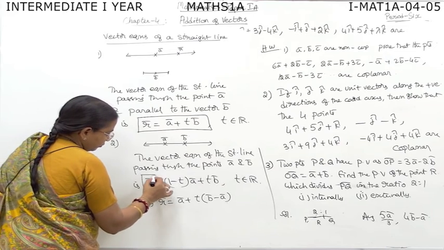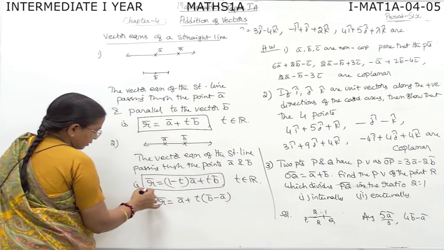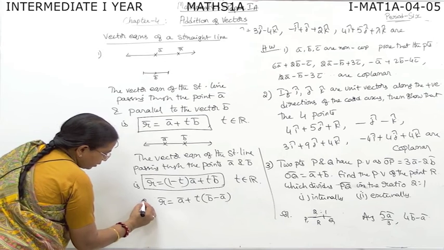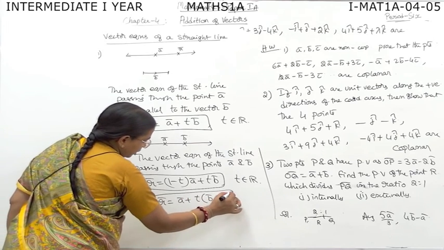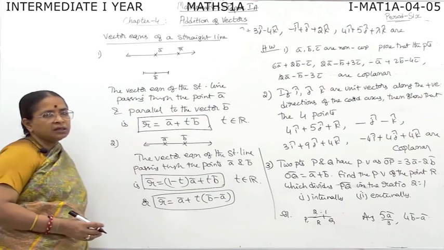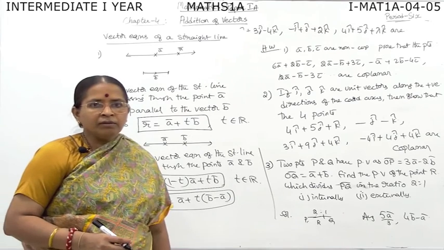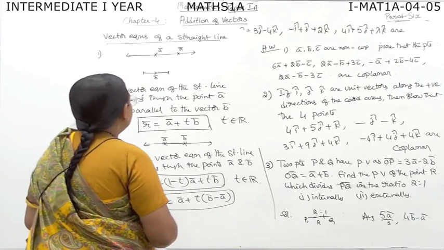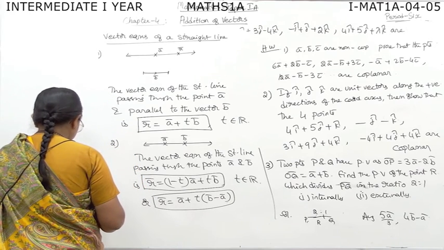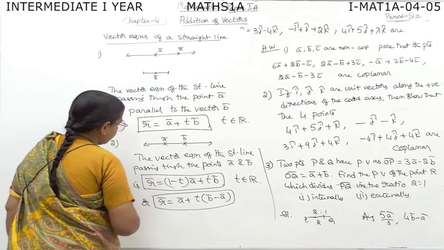r = (1 - t)a + tb, or you can write the same equation as a + t(b - a). t is a scalar. So this is about the vector equation of a line passing through two points.